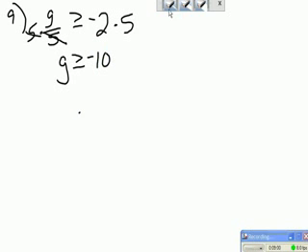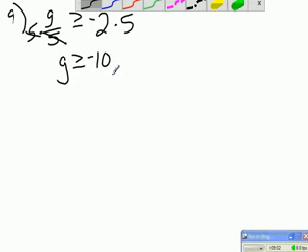Alright, so now I need to pick a number that is greater than or equal to negative 10. And it does have to be able to divide by 5. I could use negative 10, I could use negative 5, I could use 0. Doesn't really matter at this point. I'm going to use 0.